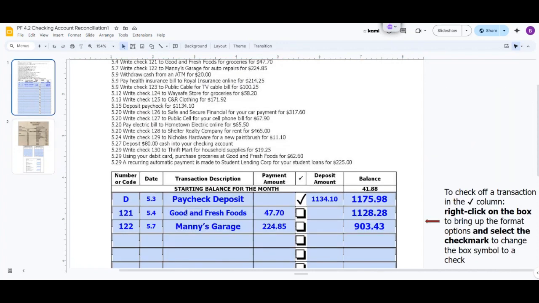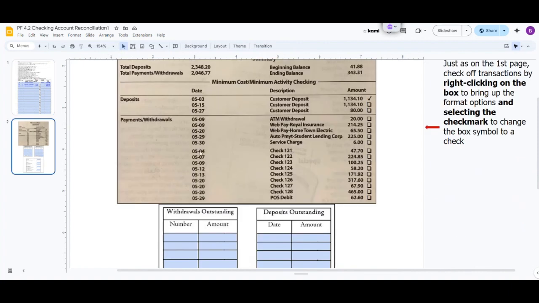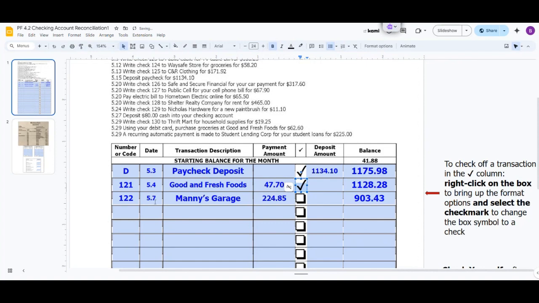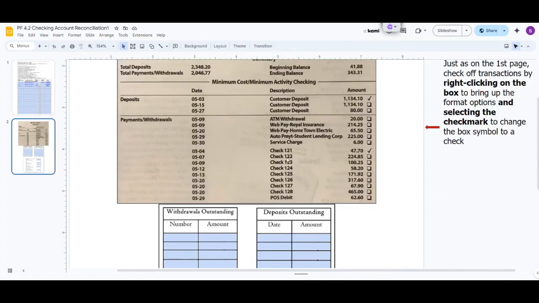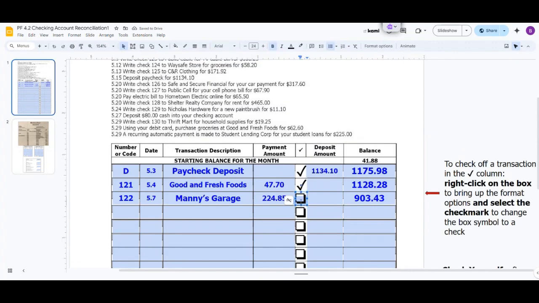All right, the next transaction is check 121 for Good and Fresh Foods for $47.70. If I come down here on the 4th, the bank received check 121 for $47.70 and withdrew that money. So I can check that off in both spots. Check 122, Manny's Garage for $224.85. Okay, check 122 is here. So the bank received it, they processed it, they withdrew the money, or they subtracted that money from the account, so I can check those off.